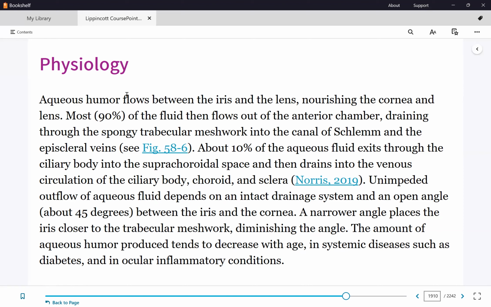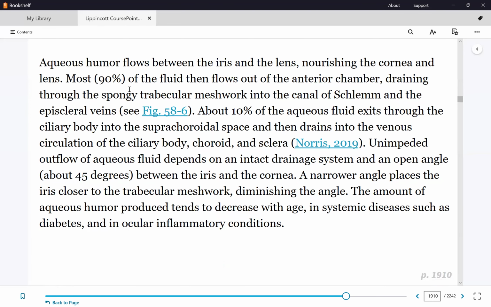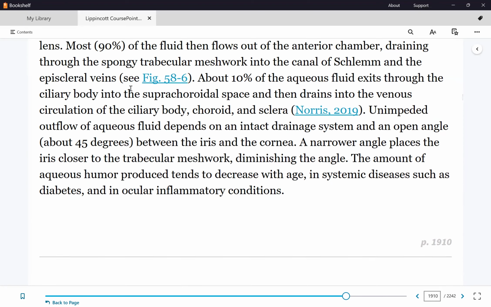So as long as the production and drainage are equal, the pressure remains normal, which is 0 to 15. If the patient's production increases and or the drainage of the aqueous humor decreases, is there still a balance between production and drainage? What happens to pressure? It increases. As the pressure increases inside the eyeball, it will damage the optic nerve, leading to blindness.